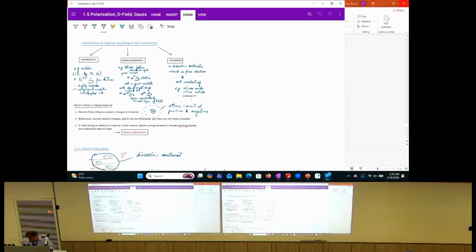And then you have the insulator. So this is what we are interested in now. These are the dielectric materials. They usually have, so they have almost no free electrons. So in essence, they are non-conducting.